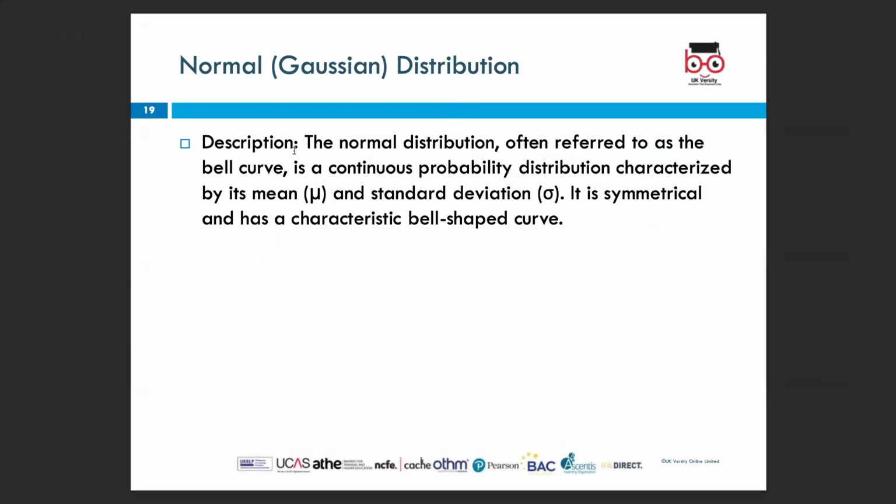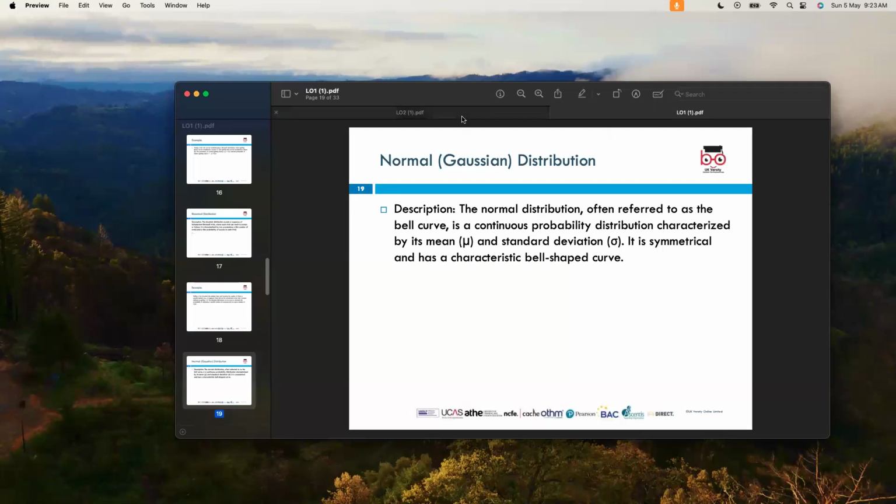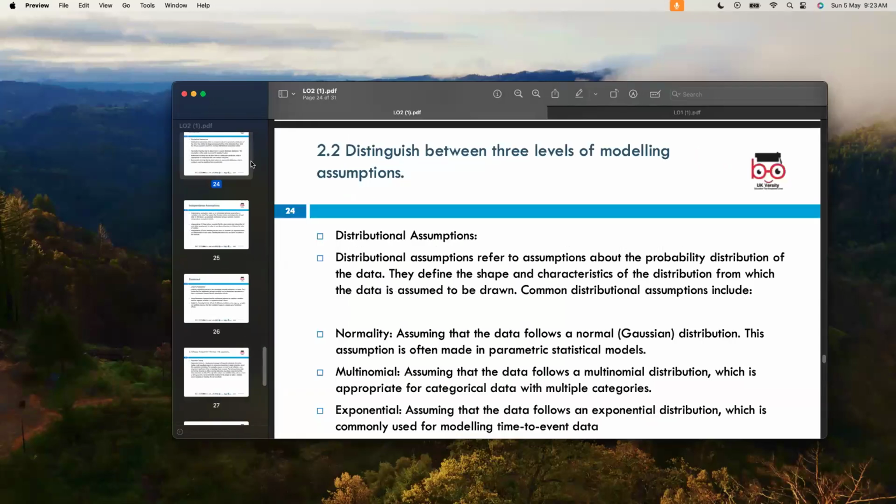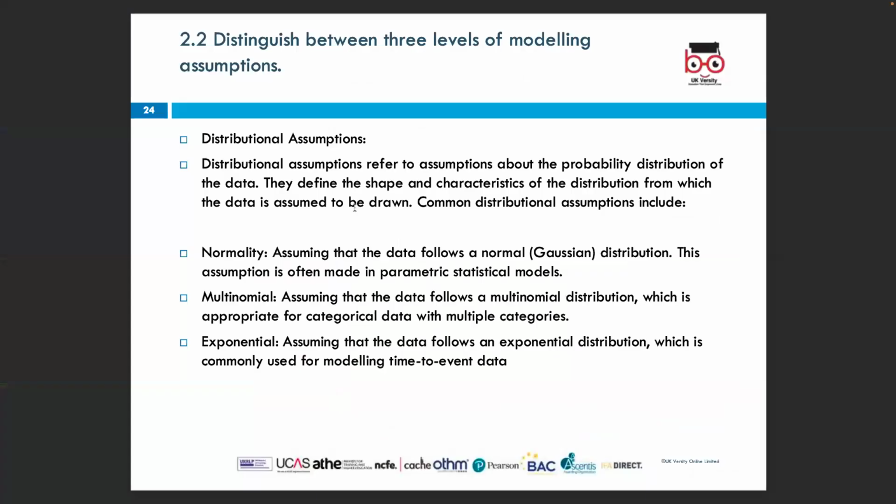Obviously, this is what normal distribution means. Bell curve. So assuming that the data follows a normal Gaussian distribution, as maybe it has the bell curve, this assumption is often made in parametric statistical models. We have multinomial. Assuming that the data follows a multinomial distribution, which is appropriate for categorical data with multiple categories.